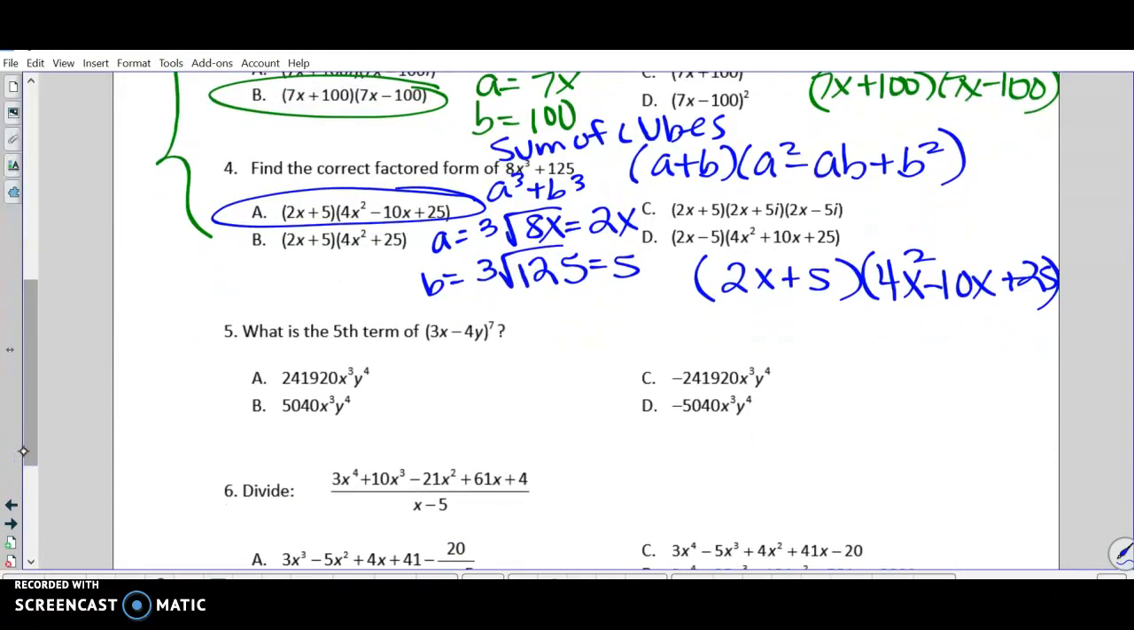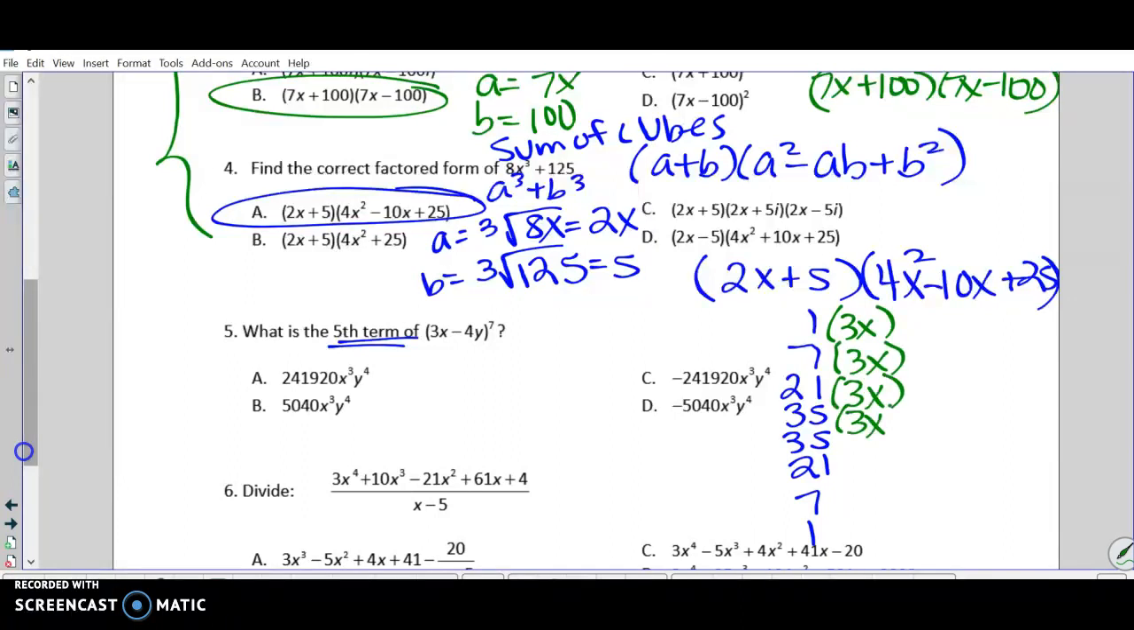Now, number 5, you've got to use, that's your binomial theorem. That's using Pascal's triangle, and we're only finding the 5th term. So you have the Pascal's triangle in the back, you've got to finish it, but the row for an exponent to be 7 would be 1, 7, 21, 35, 35, 21, 7, and 1. Then you go to your A, which is all my 3 x's.